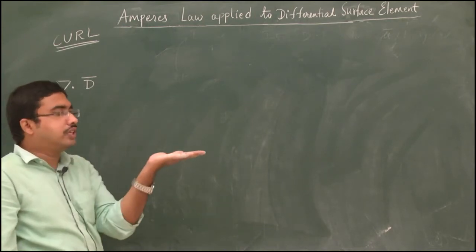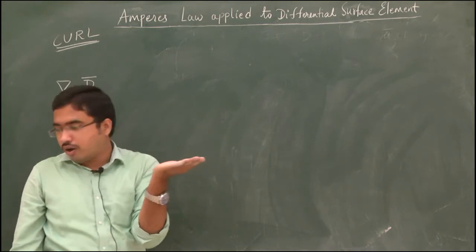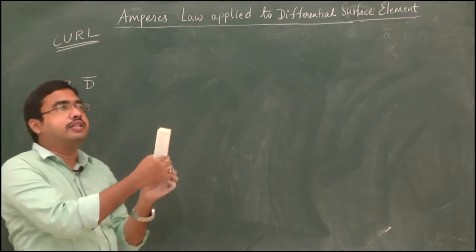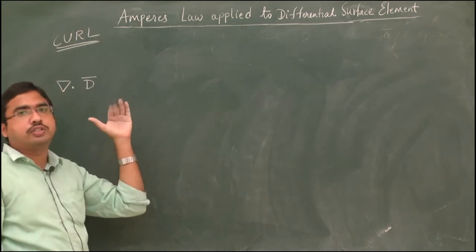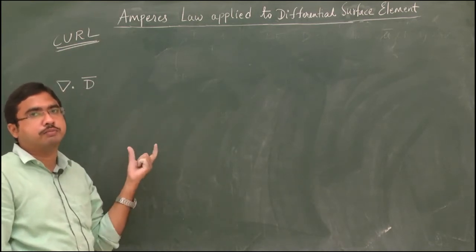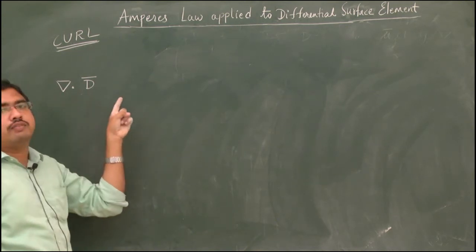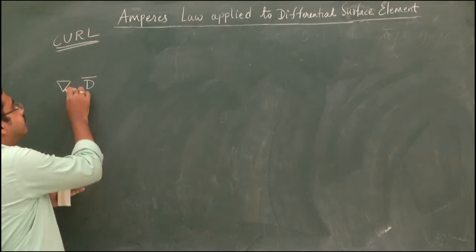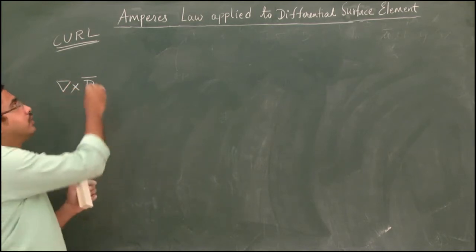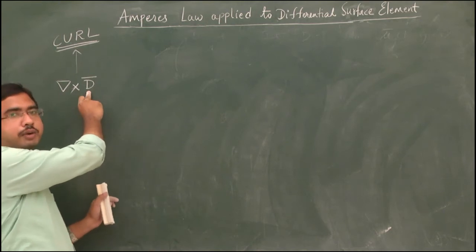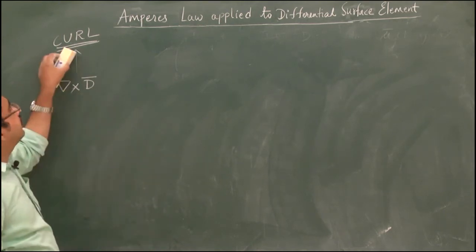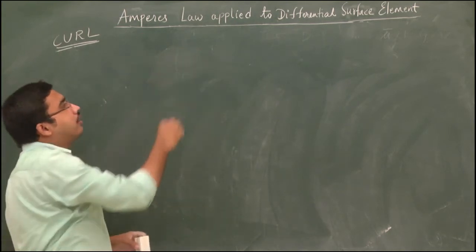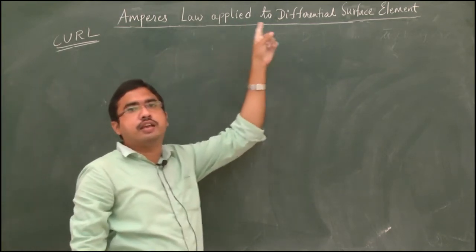That means whichever surface you are considering, on that surface, curl will be perpendicular to that. That means instead of writing the dot product, we should write the cross product for that. If del dot D bar will give you divergence of a vector, then del cross D bar will give you the curl of this vector D bar. Okay. Anyway, to understand this curl, first we need to apply Ampere's circuital law to a differential surface element.